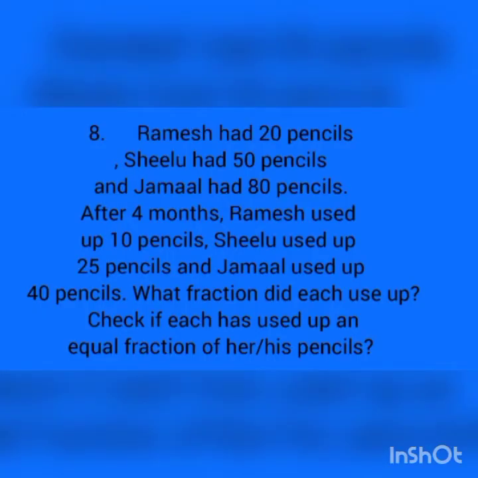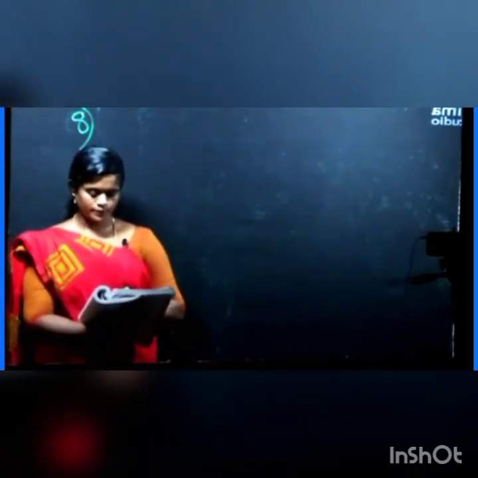Question number 8. Ramesh had 20 pencils, Sheelu had 50 pencils and Jamal had 80 pencils. After 4 months, Ramesh used up 10 pencils, Sheelu used up 25 pencils and Jamal used up 40 pencils. What fraction did each use up? Check if each has used up an equal fraction of her or his pencils. First we can discuss the first part of the question, that is, what fraction did each use up?